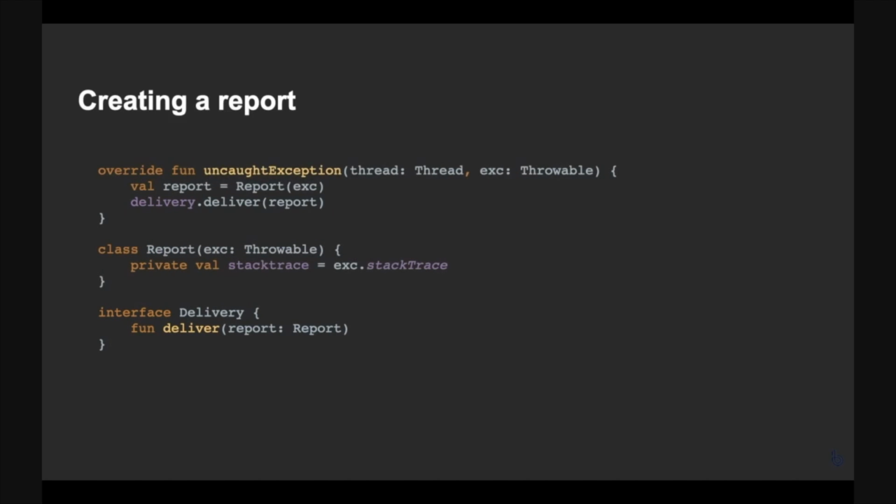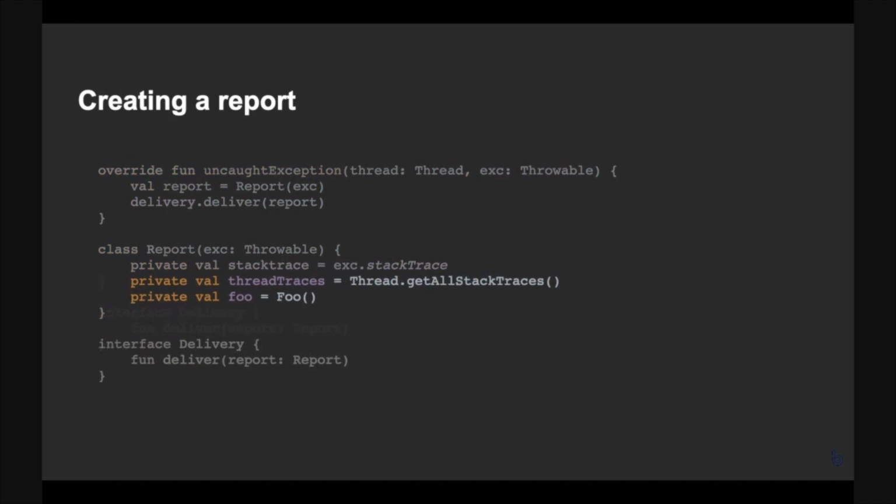You also need to deliver that report. We'll just create a delivery interface, which is an abstraction. So in a real crash reporting SDK, this would make an HTTP request or cache the reports on disk if needed. And just to demonstrate that we could add additional metadata onto our report, we've also chosen to capture the thread traces by calling Thread.getStackTraces. That can be really useful to debug concurrency issues or bugs caused by concurrency.